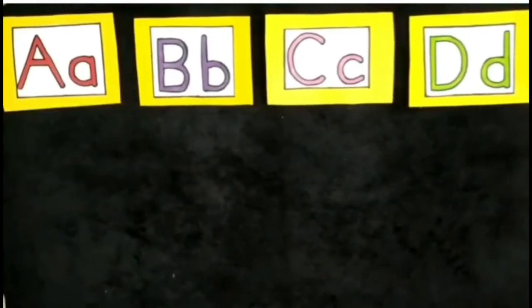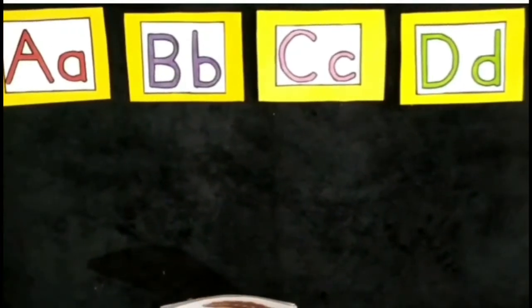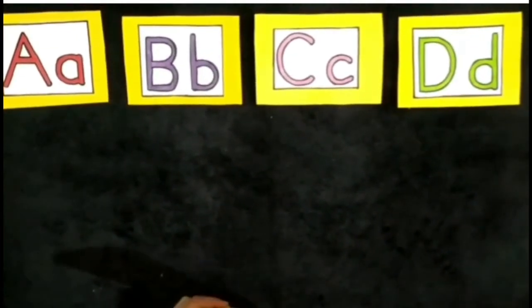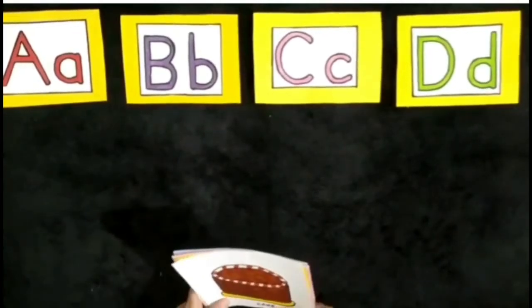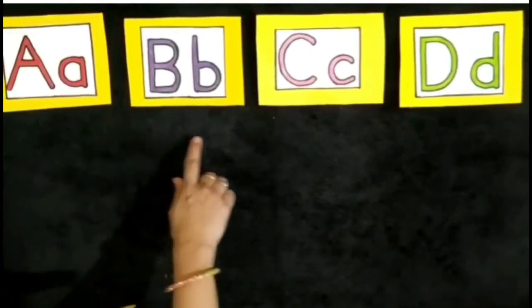Children, you are thorough with the keywords of alphabet A, B, C and D. So let's have some fun. Let's do this activity. Children, in this activity, I have kept flashcards of a few alphabets. I will be showing you pictures which you have to identify and keep near the appropriate alphabet.